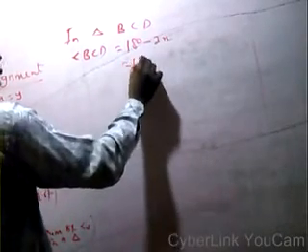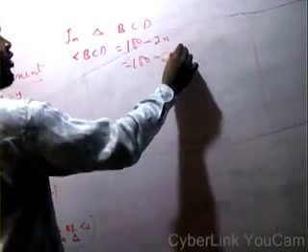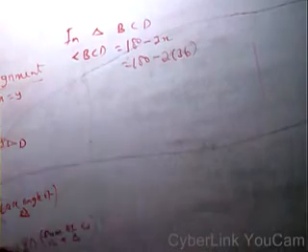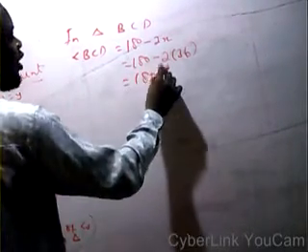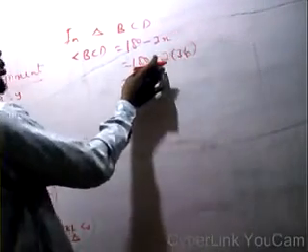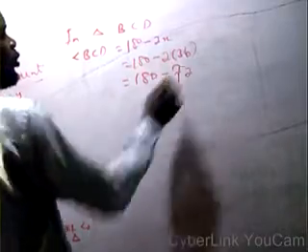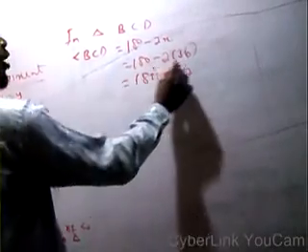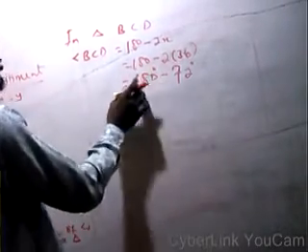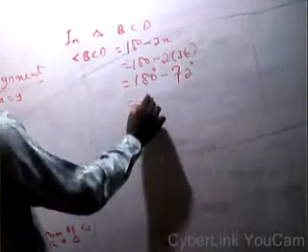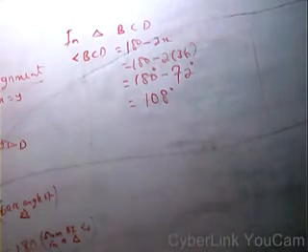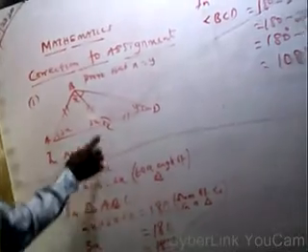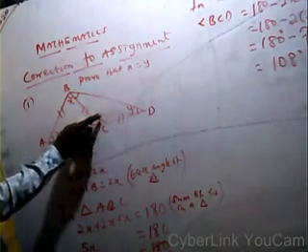And that gives us 180 minus 2 into bracket 36, because our x is 36. And what is 36 multiplied by 2? That is 72 degrees. And 180 minus 72 is 108. So it means that our angle BCD is 108 degrees.